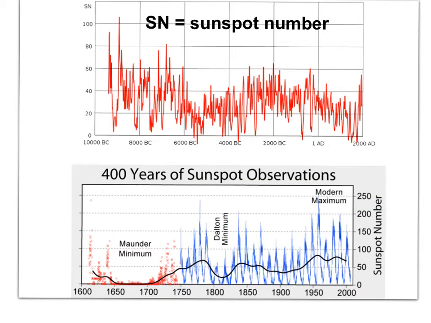Here are two graphs that show sunspot number, and you can see how sunspots increase and decrease over time, and you can imagine this would be partly responsible for altering the Earth's temperature. So you should be asking yourself the question, are we recording warmer temperatures today because of a higher sunspot activity?